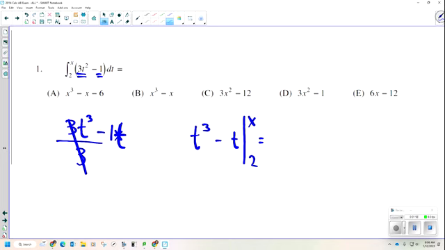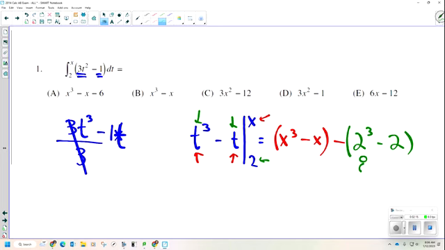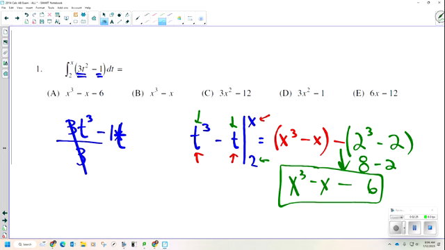All right, let's plug x into our t's first. So it's x cubed minus x. Okay, minus plugging in the lower bound of 2 here. 2 cubed minus 2. Well, this is 8 minus 2, which is 6. Bring that minus sign down. X cubed minus x. Very simple to start. Don't make any simple mistakes by going fast, but our answer is choice A.